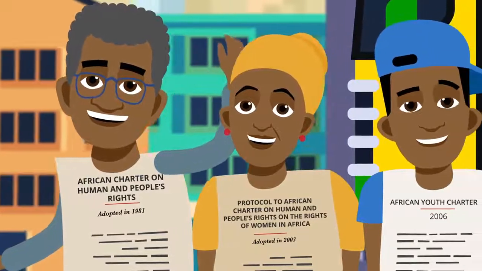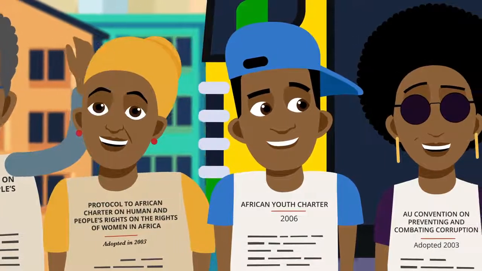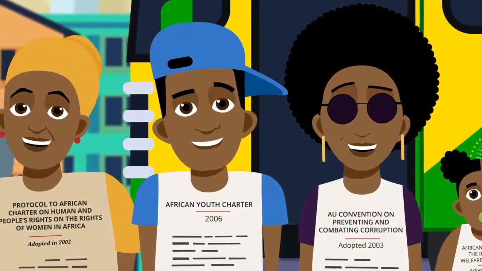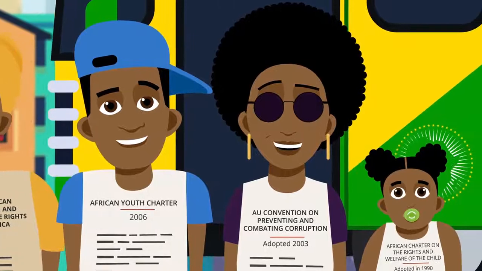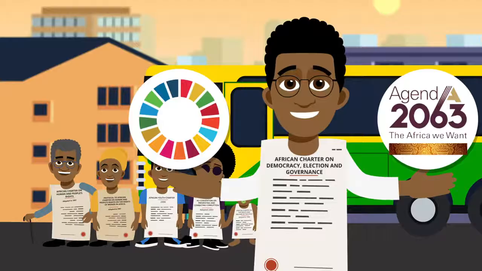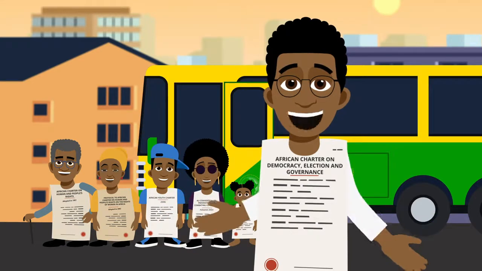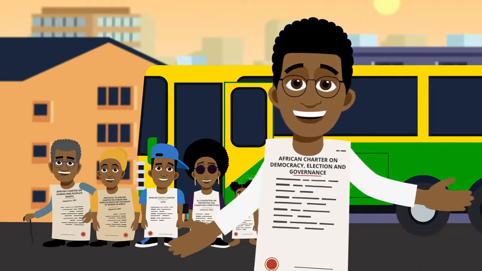If every member of my family had entered into force and was being implemented by member states, we would be on our way to achieving the aspirations of the African Union, which are set out in Agenda 2063 and the 2030 Sustainable Development Goals. The agenda and goals are maps of how to make life better for all of us.